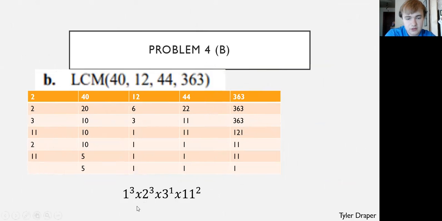We get 1 to the 3rd power times 2 to the 3rd times 3 to the 1st times 11 to the 2nd. I hope you're able to see how we're doing this. We have all of our factors right here on the sides that equal up, and that's our least common multiple factorization.